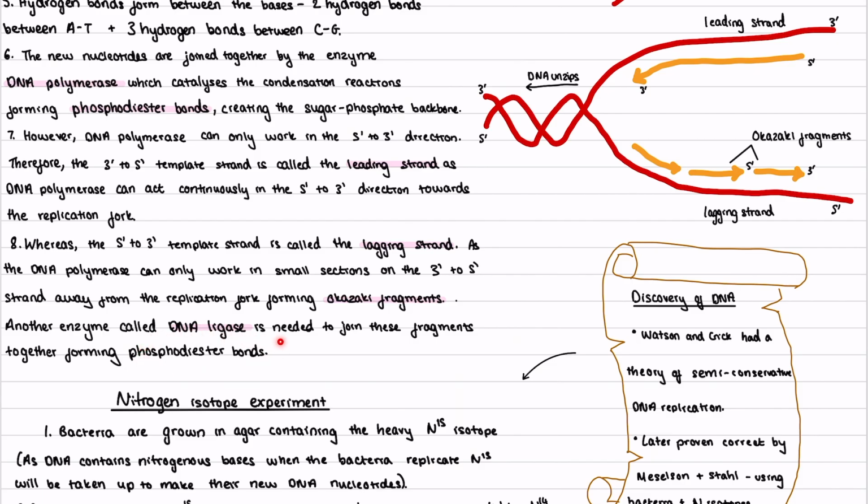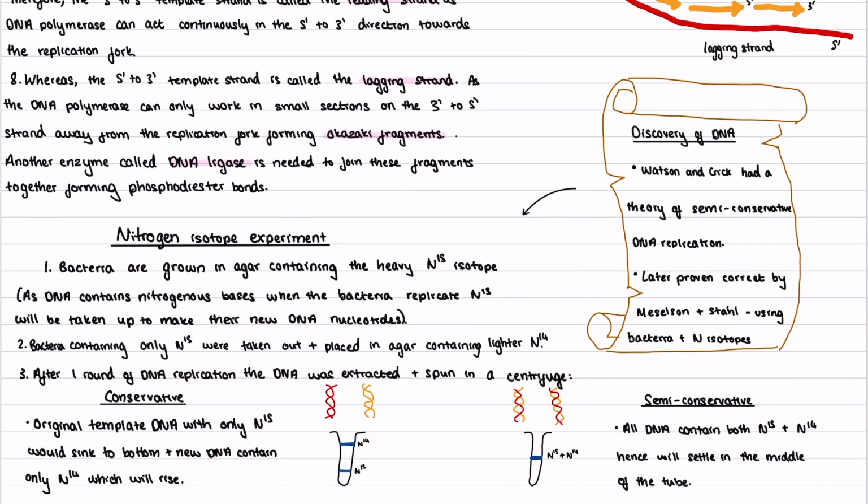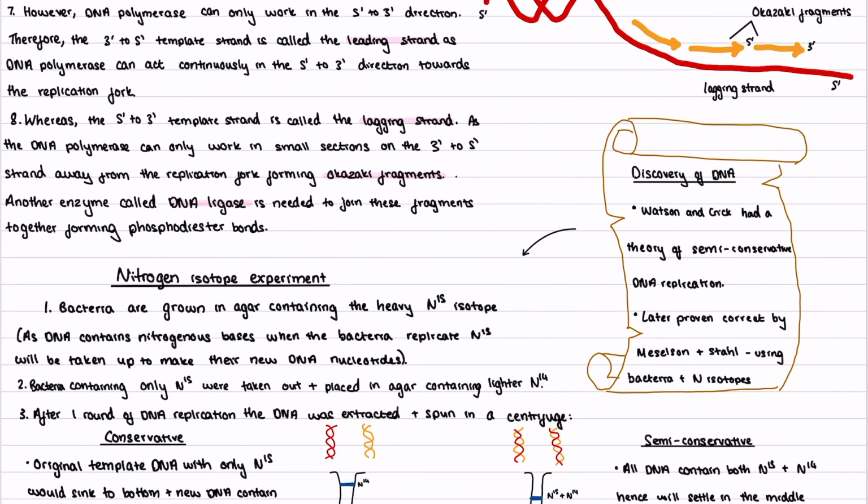So now, on to the discovery. Watson and Crick had a theory of semi-conservative DNA replication, which was later proven correct by Meselson and Stahl using bacteria and nitrogen isotopes. Bacteria are grown in agar containing the heavy nitrogen-15 isotope, as DNA contains nitrogenous bases. When the bacteria replicates, nitrogen-15 would be taken up to make their new DNA nucleotides. Then, bacteria containing only nitrogen-15 were taken out and placed in agar containing the lighter nitrogen-14.